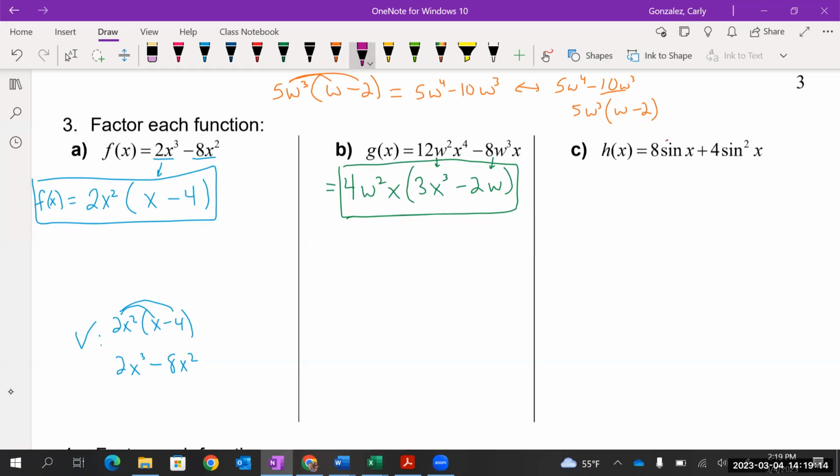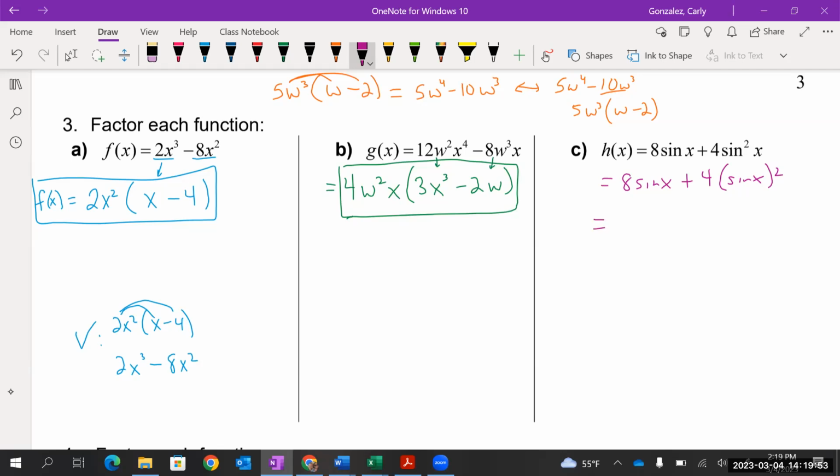We want to make sure we're treating this sine x as a unit. We can't split the sine from the x. It's sine x is all one unit. So we have to ask ourselves, what can be factored out between an 8 sine x or a 4 sine squared x? And if you want, of course, you could rewrite this. This is not necessary, but you could rewrite this as putting this sine x in parentheses. So you notice it's just all one unit. Okay. If that confuses you, don't rewrite it then.